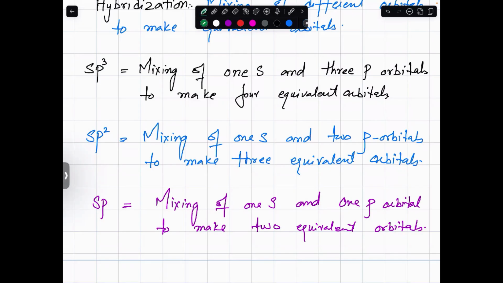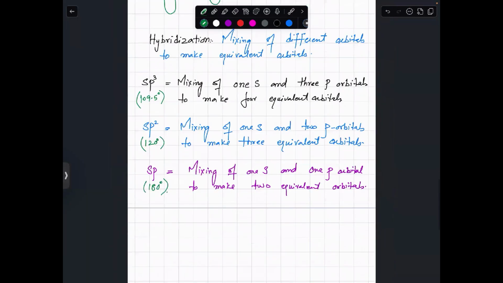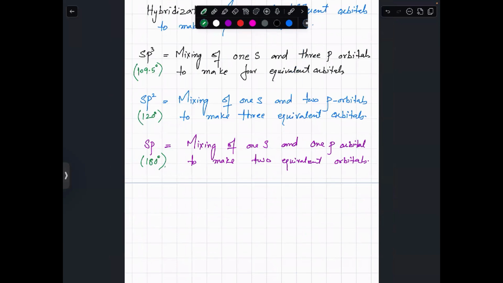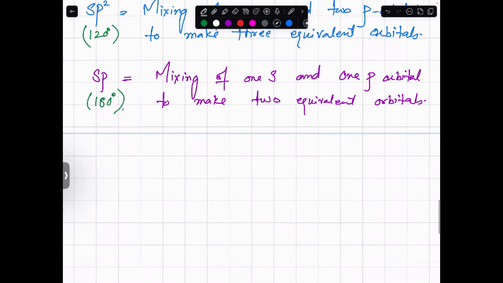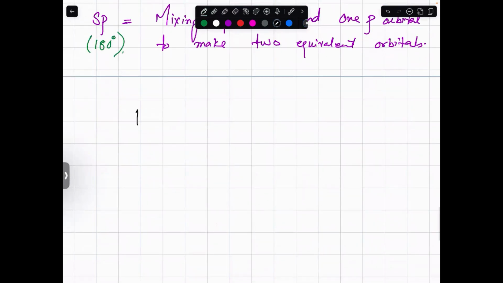Now, first, the angle associated with sp3 is what? 109.5. This is 120. This is 180. Right? Now, let me explain this whole thing. Then what is hybridization actually? Look, I'm starting with water. Then I'll go to carbon. With water. This is H2O.